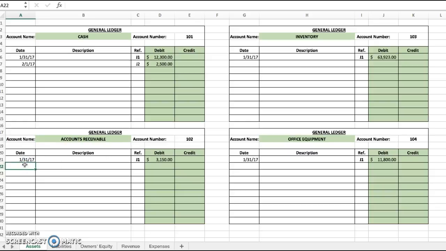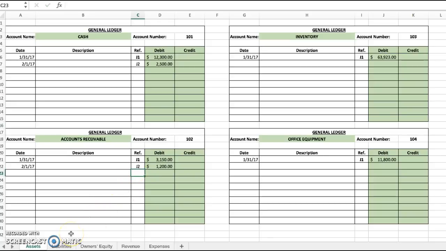The date is 2/1/17, and we tab over. This is debited, correct? If you look at the journal, accounts receivable was debited by $1,200, and the reference again will be the journal page, page 2.